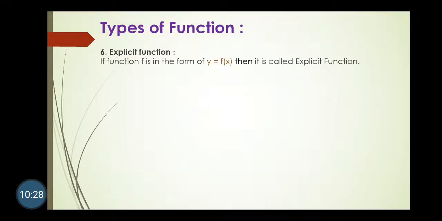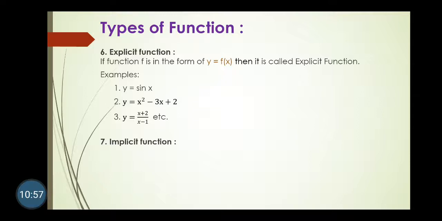If a function f is in the form of y is equal to f of x, that means normal function form, then this is called as what? Explicit function. All previous types are in the explicit form, because in the left hand side there is only y term and the right hand side there is a term in the form of function. For example, y is equal to sin x, quadratic, rational, all terms are in the form of explicit function.